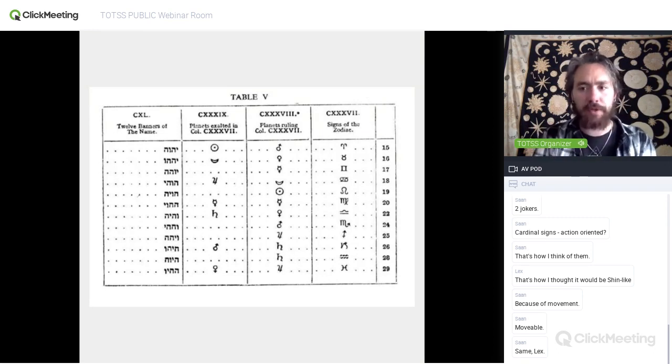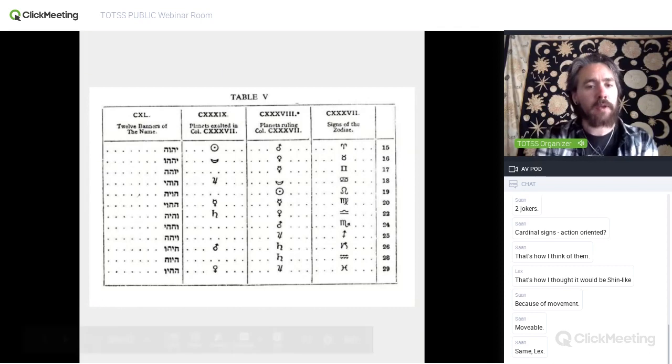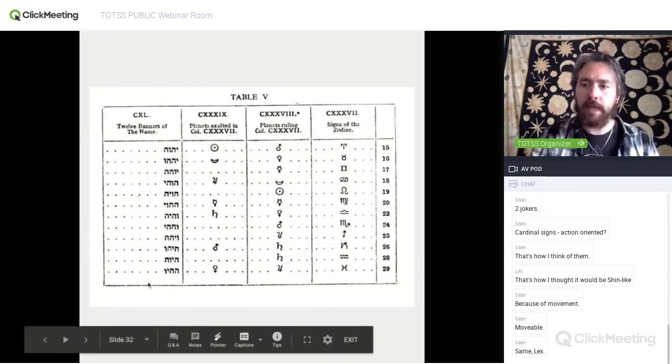So this is the first table here where he shows the 12 simple letters, the 12 signs of the zodiac. It's got the path numbers there on the right, and then the signs of the zodiac, then the planetary rulers, and you'll see he's using the traditional rulers just as I presented it. And then he's got the exaltations of the planets there. And then also the 12 banners of the name.